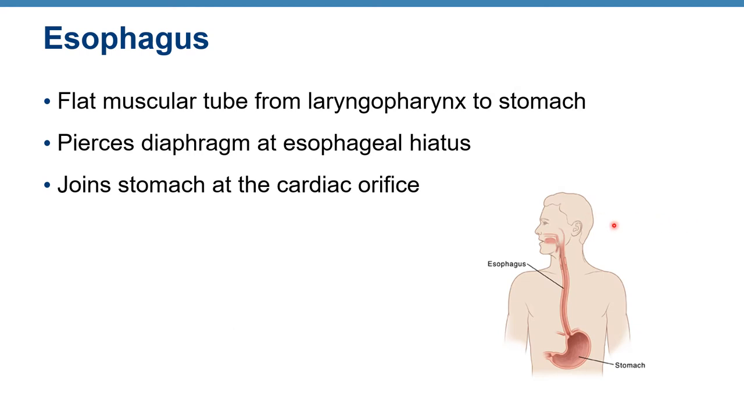But here we already discussed the oral cavity, and we talked about the tongue, teeth, and salivary glands. So over here we go straight to the esophagus. The esophagus is a flat muscular tube from the laryngopharynx to the stomach. It pierces the diaphragm at the esophageal hiatus and joins the stomach at a special region called the cardiac region, and we have the cardiac orifice. That's the point where the esophagus joins the stomach.